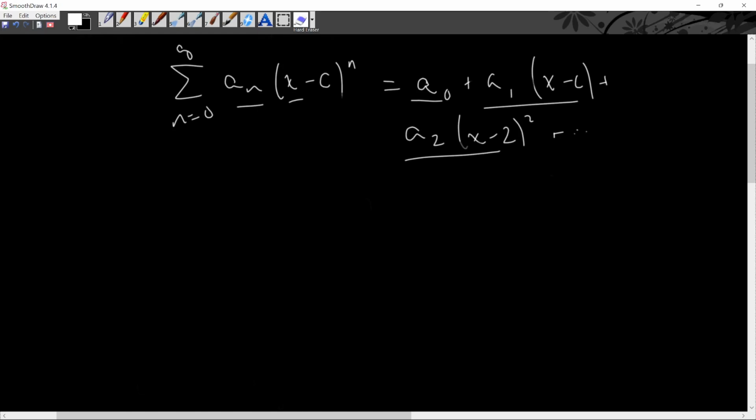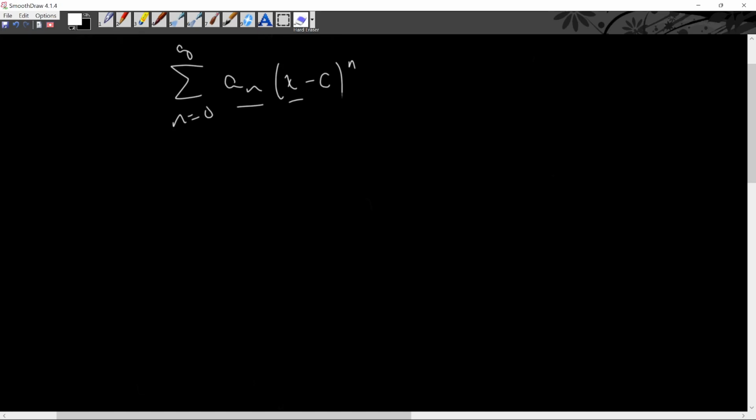So, now that we have a defined power series, let's try and prove that every power series has a radius of convergence. So, let's keep this top part here. A power series is defined as the sum from n equals 0 to infinity of a sub n times x minus c to the nth power.